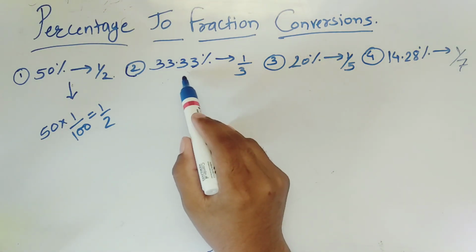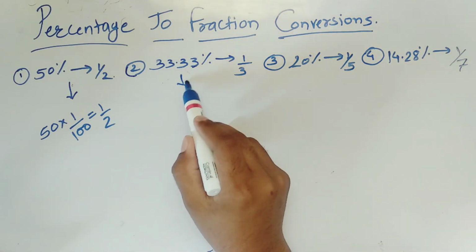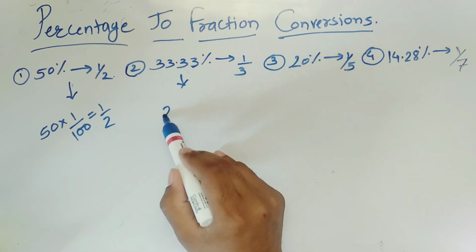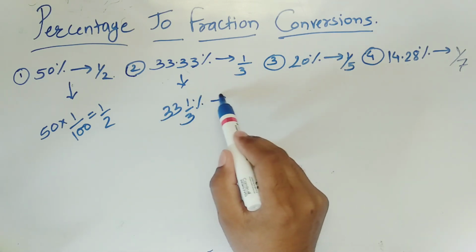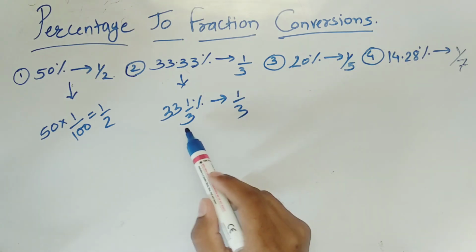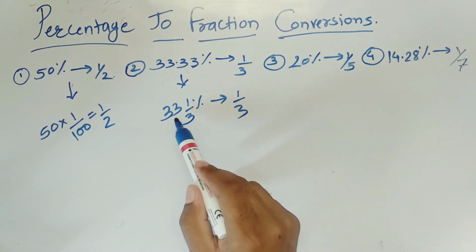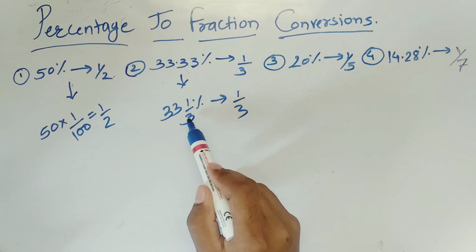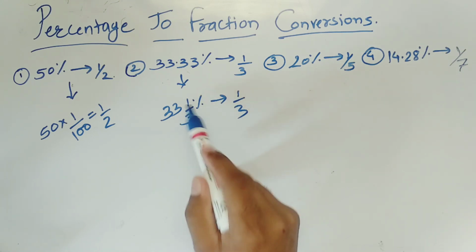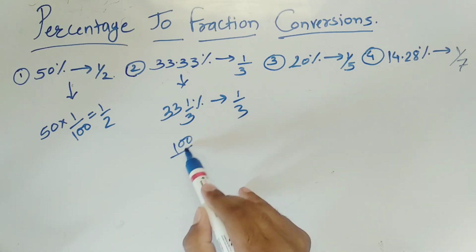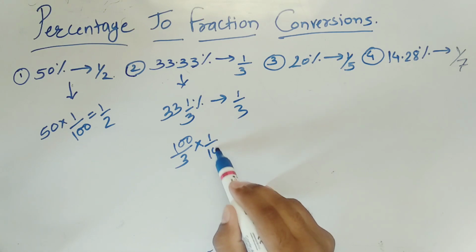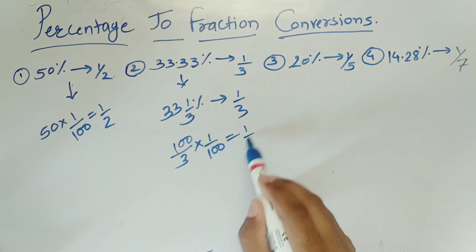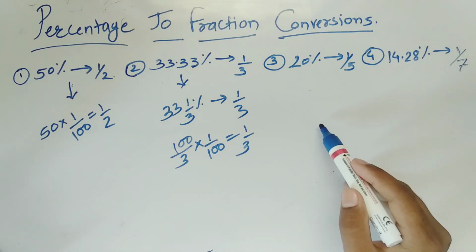Now for 33.33%, which can also be represented as 33 1 by 3%, gives us the ratio 1 by 3. So how is this calculation done? When 33 is multiplied by 3, we get 99. This plus 1 gives us 100 by 3 into its percentage 1 by 100. It gives us the ratio 1 by 3.